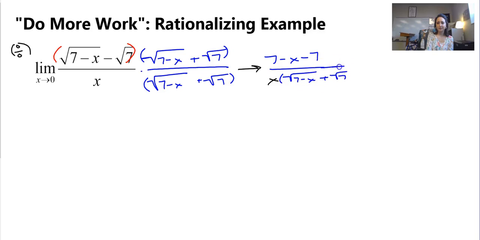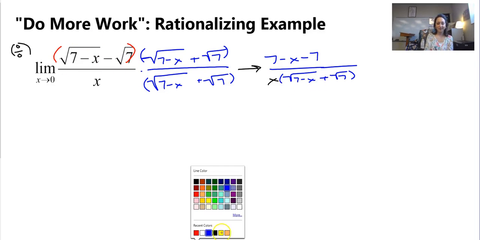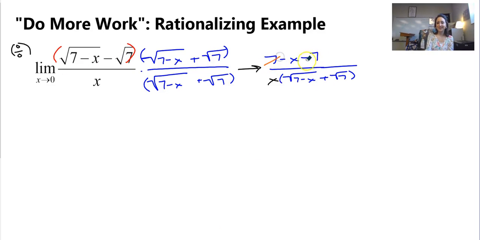Okay, so numerator, yes, distribute because you're going to get that beautiful cancellation. Denominator, leave it in factored form, in this case, because your numerator had all the square roots in it. All right, now take a look at your numerator. Combine like terms. What happens? 7 minus 7 is 0, right?